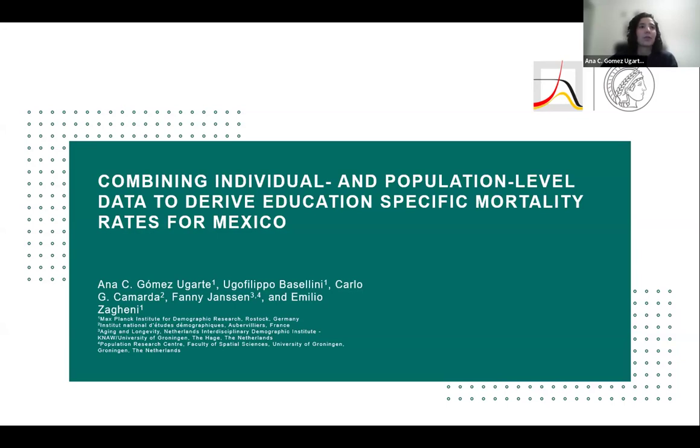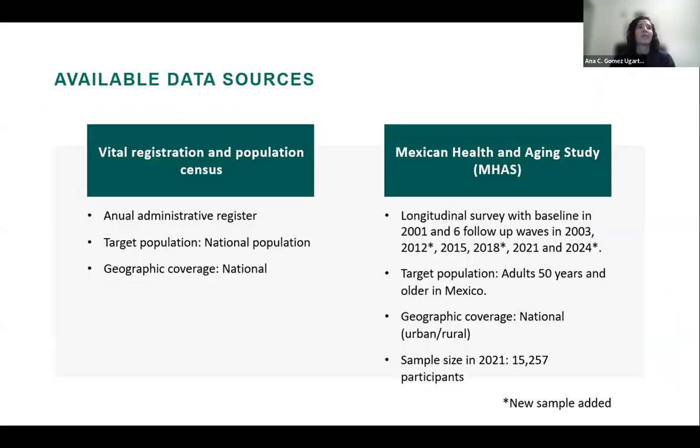This work is also preliminary so far, so I would appreciate any comments and suggestions. So what are the two data sources that we have for Mexico? On one side, we have the vital registration and the population census, and on the other, the Mexican Health and Aging Study. The vital registration and the population census is the normal annual administrative register, and we have census and inter-census surveys that are conducted every 5 years.